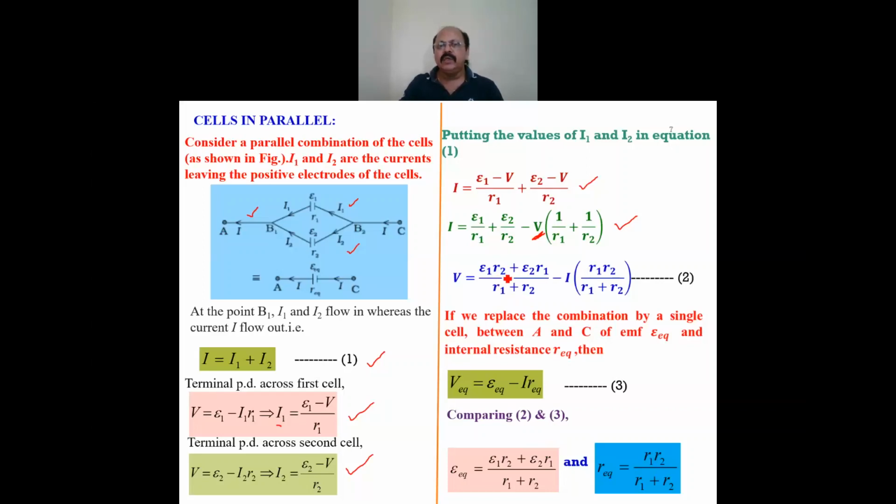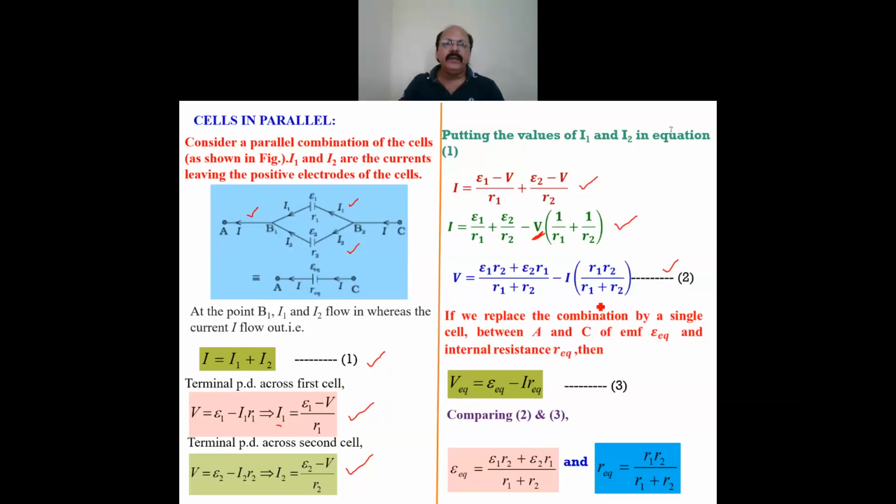E1 R2 plus E2 R1 upon R1 plus R2 minus I within bracket, then R1 R2 upon R1 plus R2. That is equation 2. You solve it, follow all steps. These are the simple steps. Then you will get finally this result.